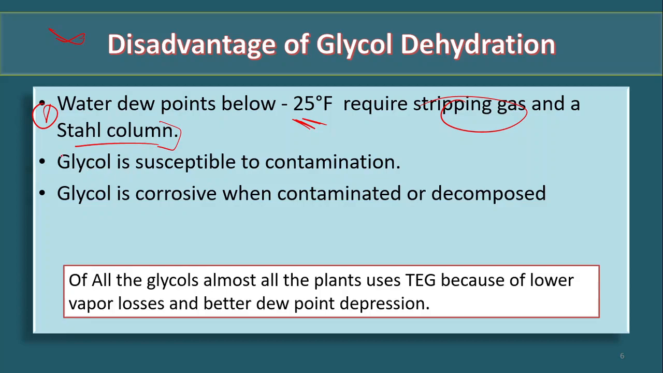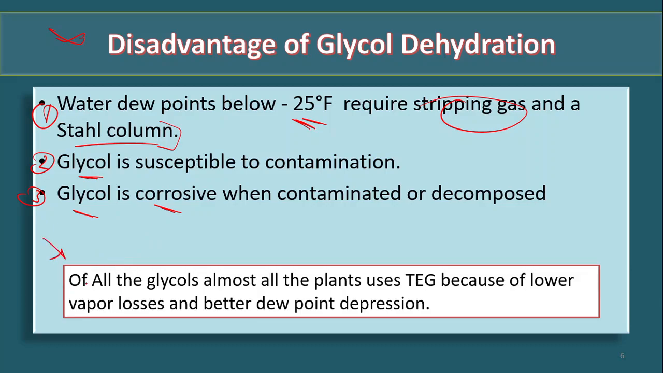The second one is that glycol is susceptible to contamination. It means there is a high chance that glycol is contaminated with other materials available in the natural gas. The third one is that glycol is corrosive when contaminated or decomposed. When it is contaminated, basically with the acid gases, there are chances of corrosivity, compared to the solid desiccant. So this is about the disadvantages.